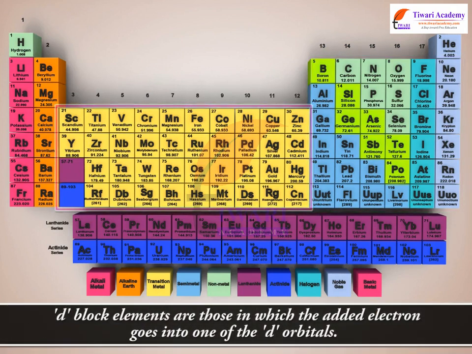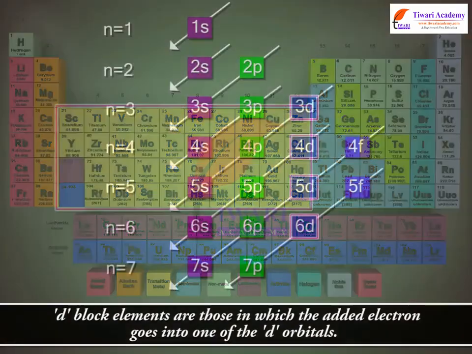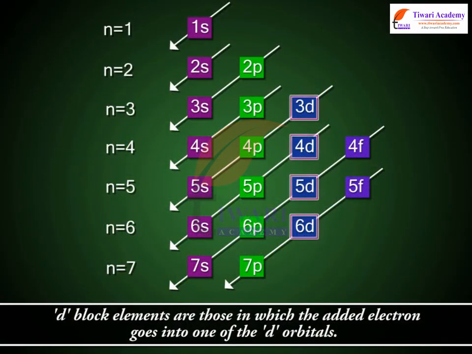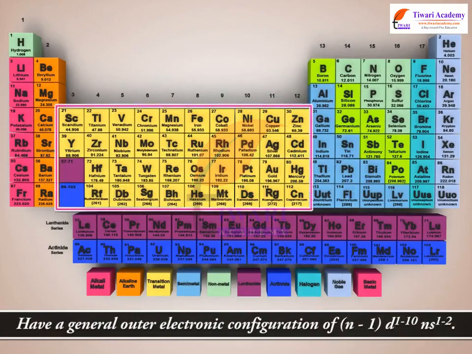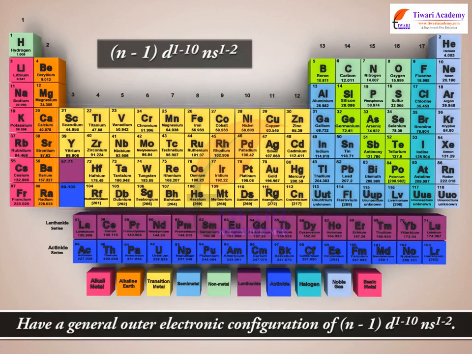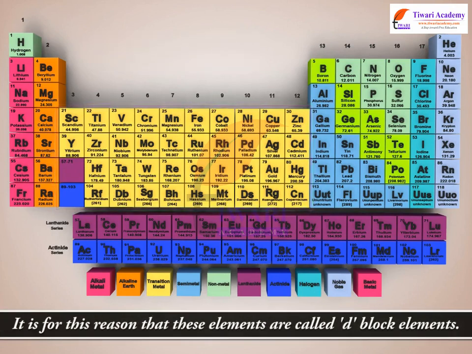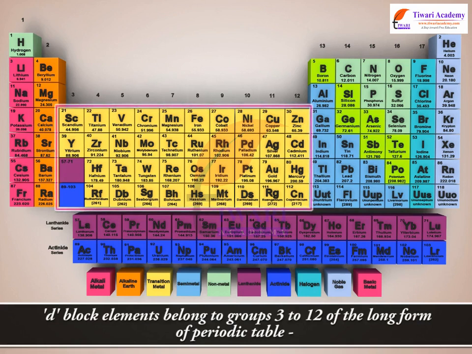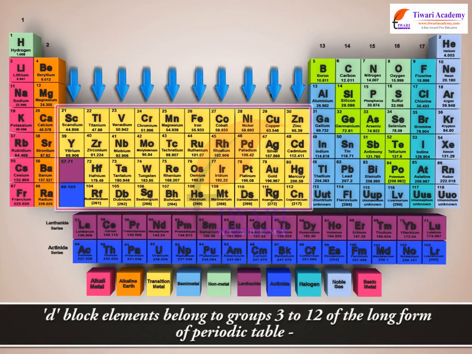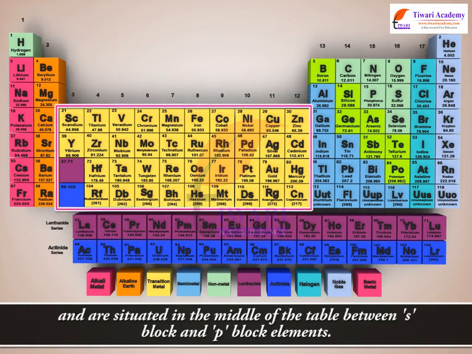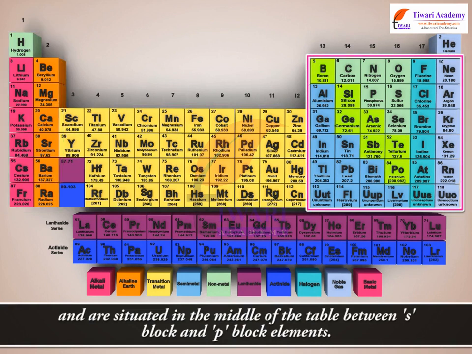D block elements are those in which the added electron goes into one of the d orbitals and have a general outer electronic configuration of (n-1)d1 to 10 ns1 to 2. It is for this reason that these elements are called D block elements. D block elements belong to groups 3 to 12 of the long form of periodic table and are situated in the middle of the table between S block and P block elements.